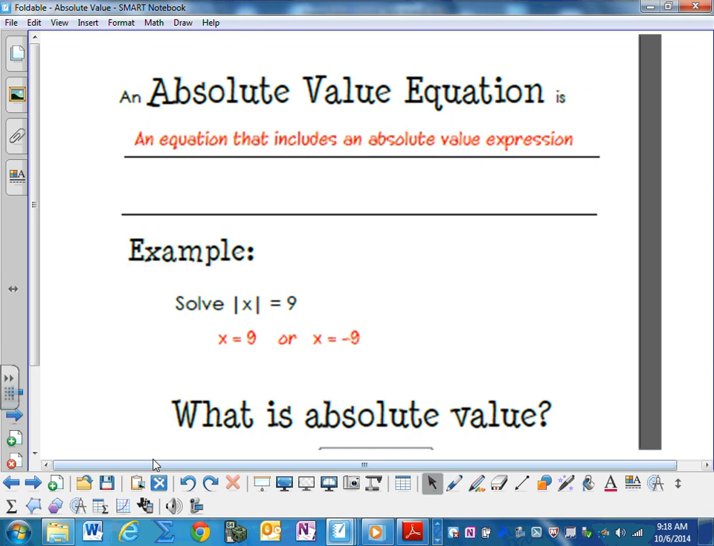An absolute value equation is an equation that includes an absolute value expression. For example, solve the absolute value of x is equal to 9. x is 9, or x is negative 9.